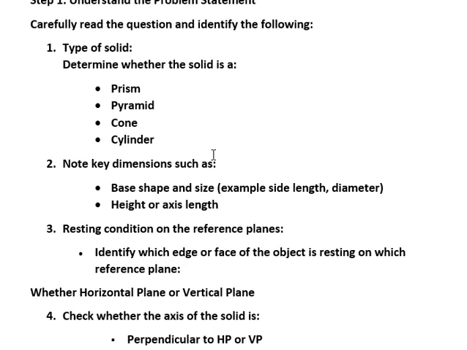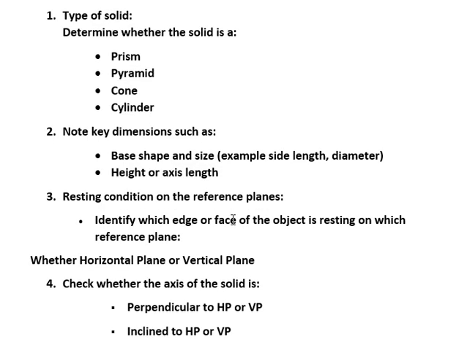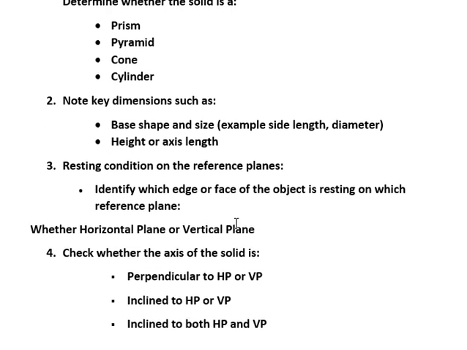What type of solid, then their dimensions, then which parameter of the object is resting on which reference plane, whether it is horizontal plane or vertical plane, then axis conditions, to which plane the axis is inclined or perpendicular. These are the things we have to see.